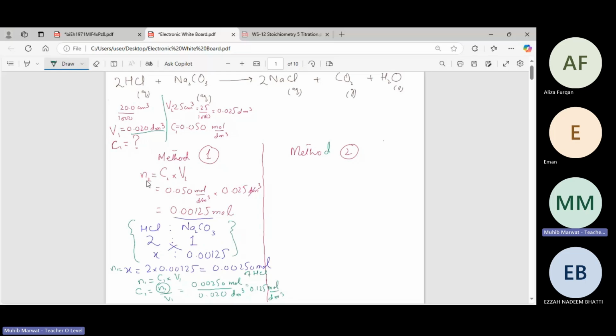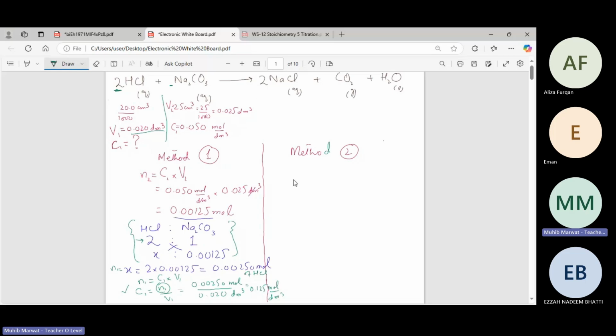Again, number of moles of base is equal to concentration into volume. We have calculated the number of moles of base or alkali, Na2CO3, right? As we know, according to the balanced chemical equation, 2 moles of acid react with 1 mole of base. So if we have been given 0.0125 moles of Na2CO3, then how many moles of HCl will there be? So we calculate the number of moles of acid, and then by putting it in the concentration formula for acid, we determine the concentration of acid.